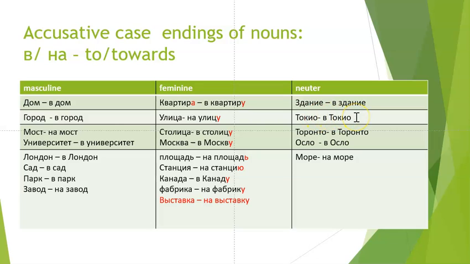Tokyo, в Tokyo, doesn't change. Toronto, в Toronto, to the city. Oslo, в Oslo, again ending in o. So all of these countries and cities ending in o will never change. They will always stay as an o ending. And море, на море, to the sea. So we would put на, because you are not in the water, you are going to the water. That's why we say на море.